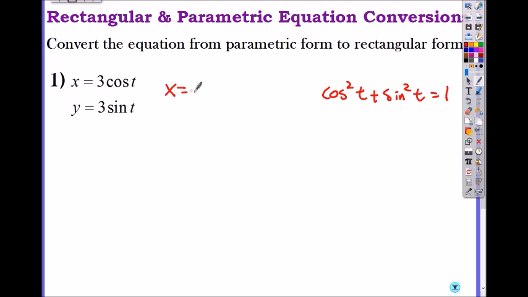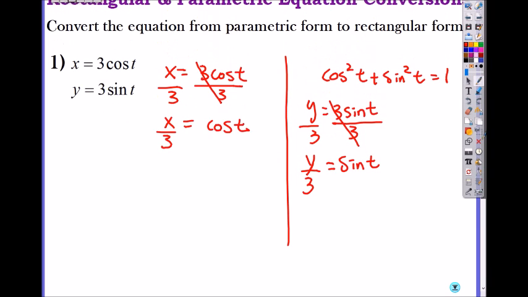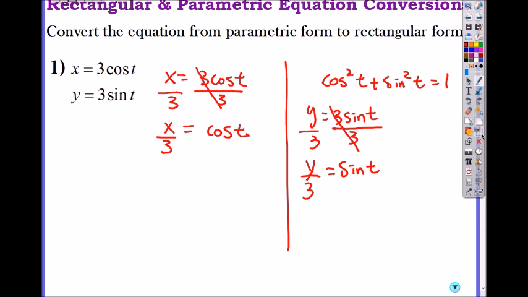So from x equals 3 cosine of t, divide by 3 from both sides. So I get cosine of t equals x over 3. And from y equals 3 sine of t, I divide by 3 from both sides. So I get sine of t equals y over 3. Different than the other equations, we are not solving for t, but we are solving for the trig function of the t. Then we can use cosine squared t plus sine squared t equals 1, the Pythagorean identity.